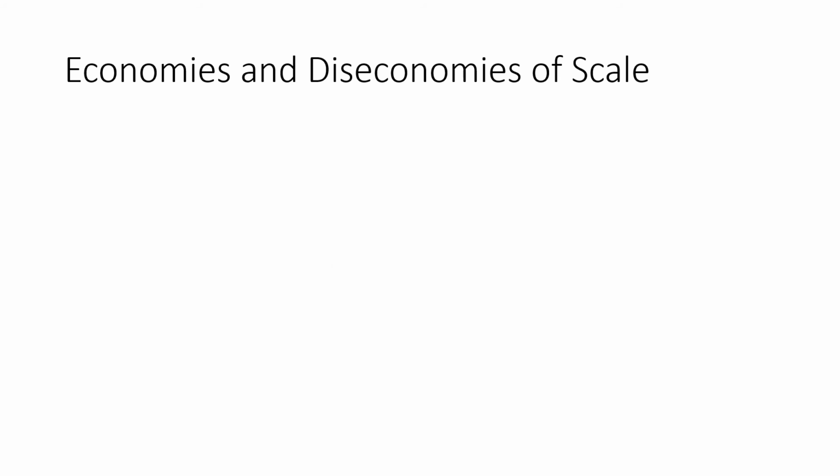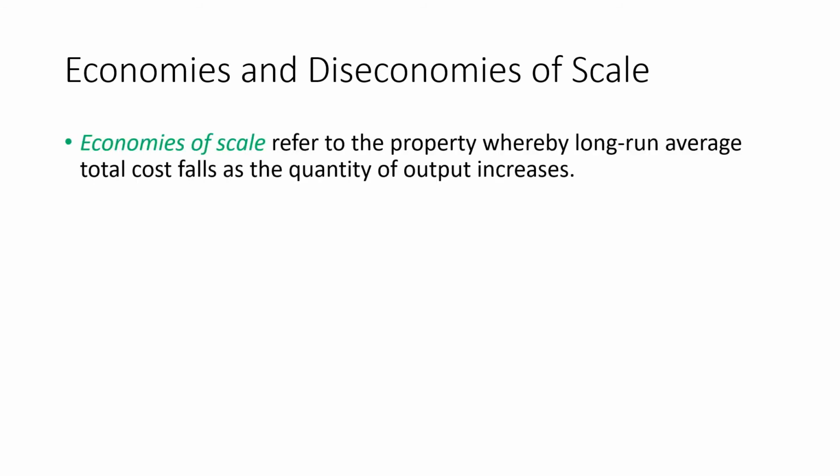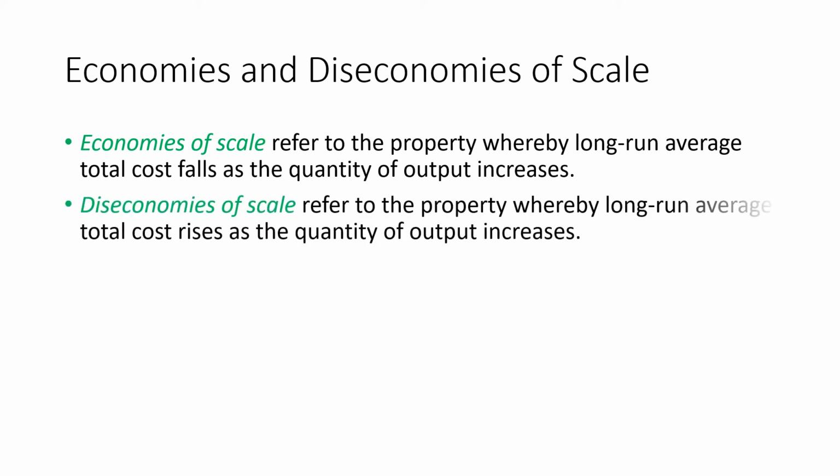And this distinction between the short run and the long run allows us to discuss the economies and diseconomies of scale. So economies of scale refer to the property whereby the long run average total cost falls as the quantity of output increases. When in the long run we increase the quantity, the total cost will fall. Diseconomies of scale, on the other hand, is that in the long run, when we increase the quantity, the total cost will rise.